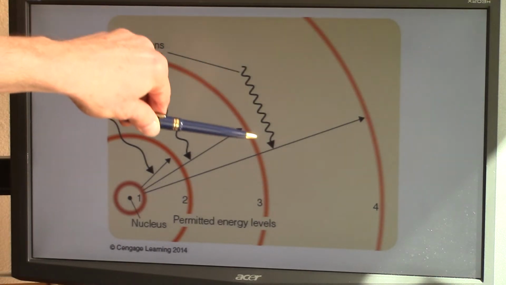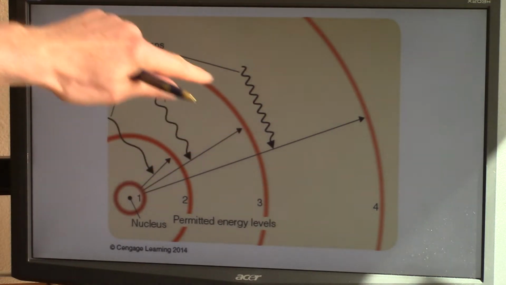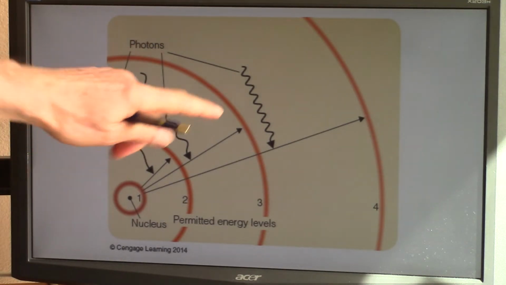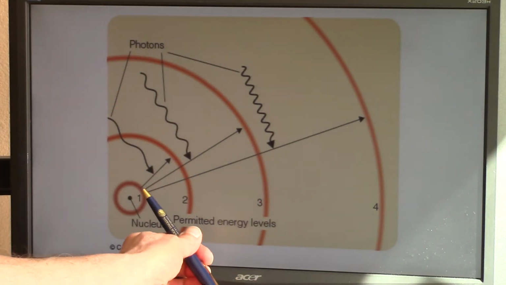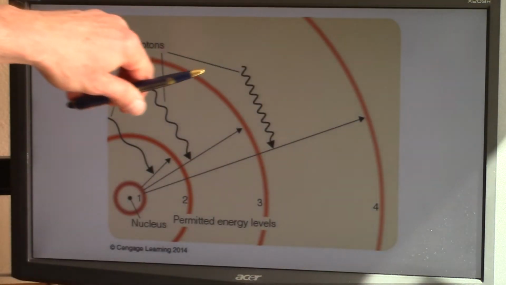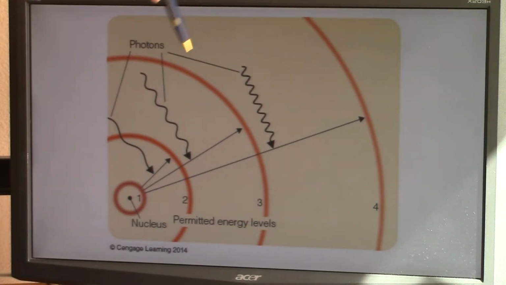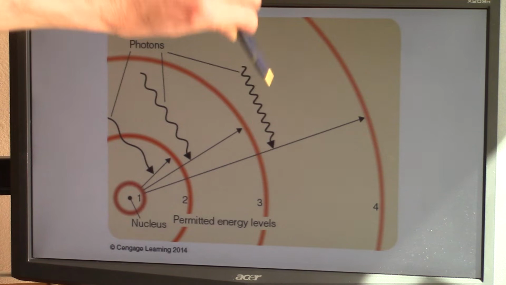Now this photon is an even shorter wavelength. So maybe this one is blue, maybe this one was in the red region. It has enough energy to take this electron all the way to the number 4, right? So it has to be just right. There's no such thing as in-between states. The electron doesn't stay in between. It's quantum. That's the basis of quantum physics.